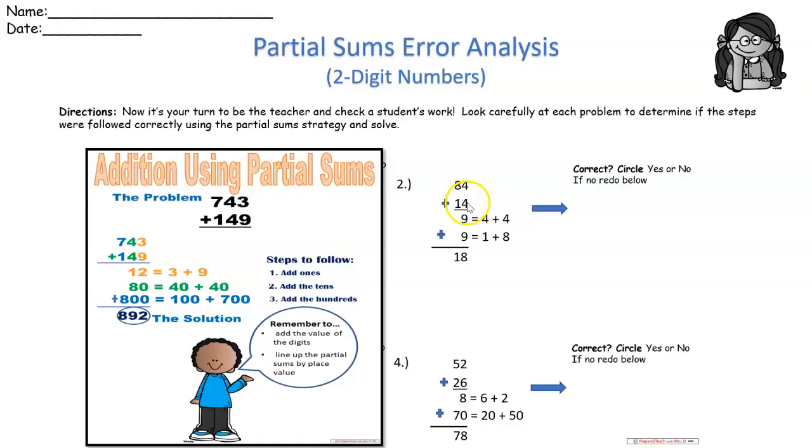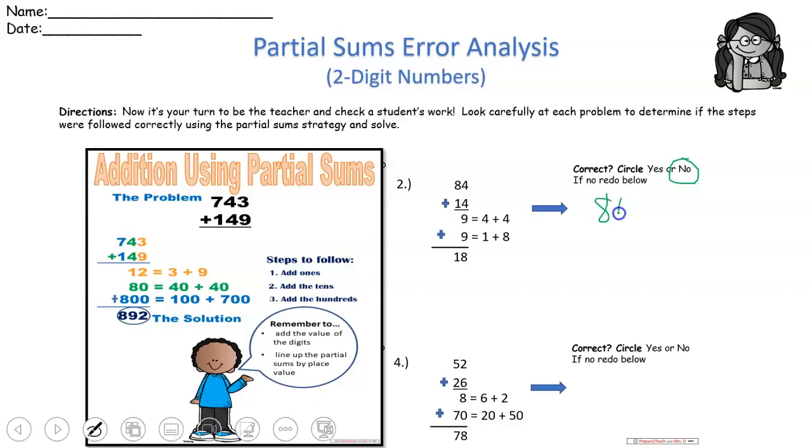Taking a look at the ones place, we have 4 and 4. Well, that's one error that jumps out because we know 4 plus 4 equals 8 and not 9. And then take a look at the tens place. Did you notice what they did incorrectly here? That 1 is in the tens place, so it's actually 10, not 1. And we have an 8 in the tens place, which equals 80. So we can clearly see that this problem was done incorrectly. So I circled no and will redo the problem down below.